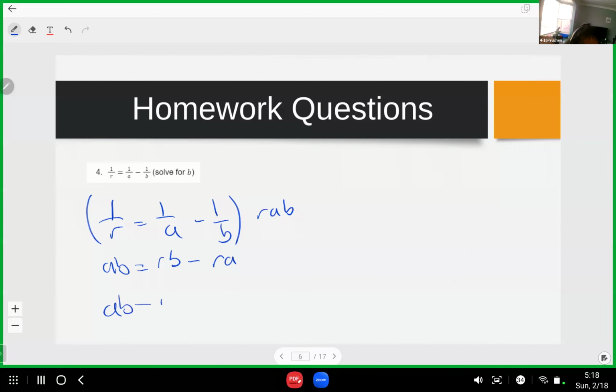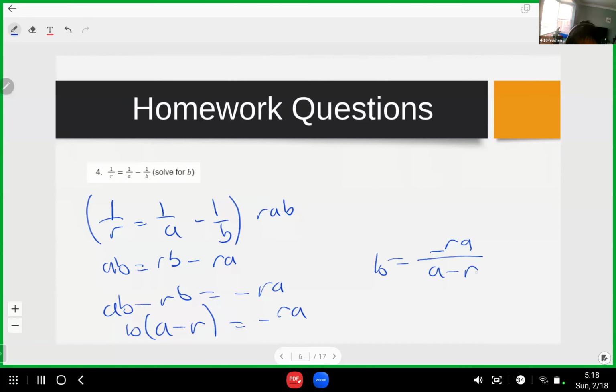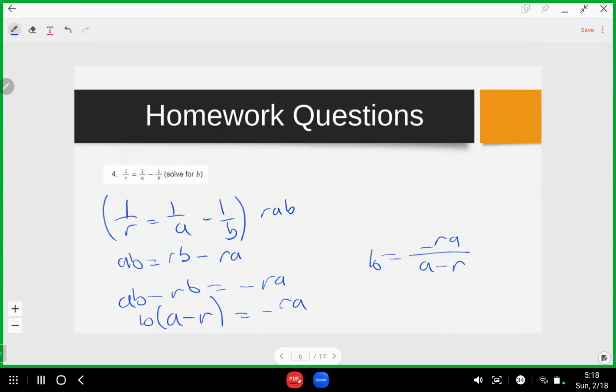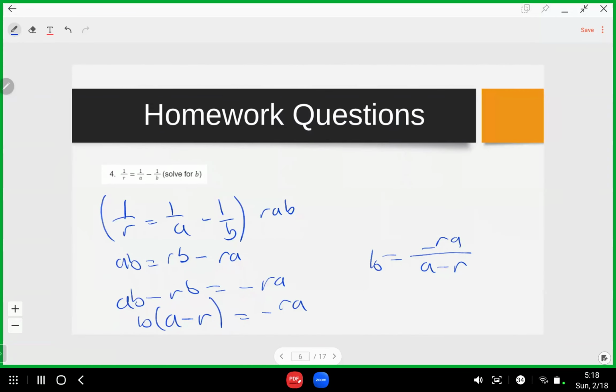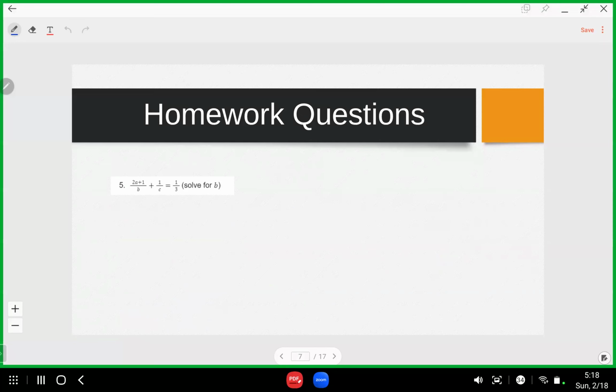So ab minus rb is equal to negative ra. Okay. So then how do you factor this b out? b times the group a minus r equals negative ra. And then divide both sides by the group a minus r. Okay, very good. So that is how you solve this one. So make sure you multiply by the least common multiple of the denominators. That's the rule. So now let's go to number 5, last one. Solve for b.